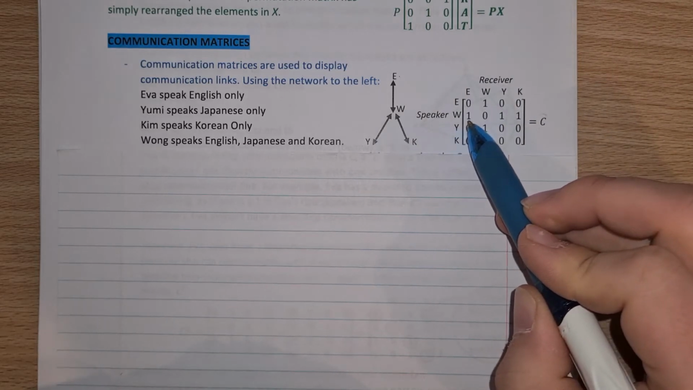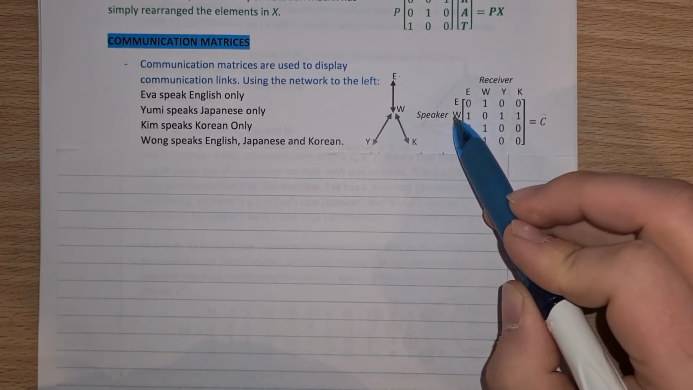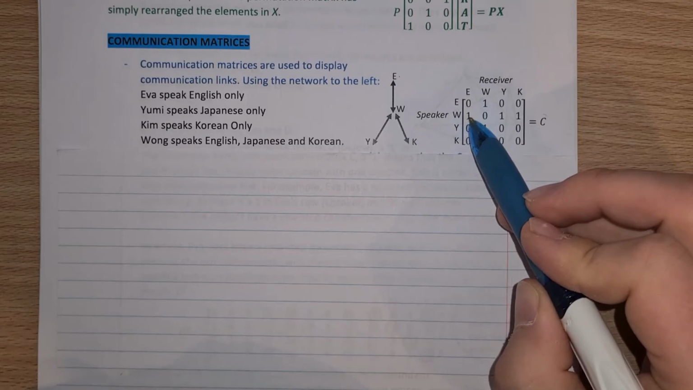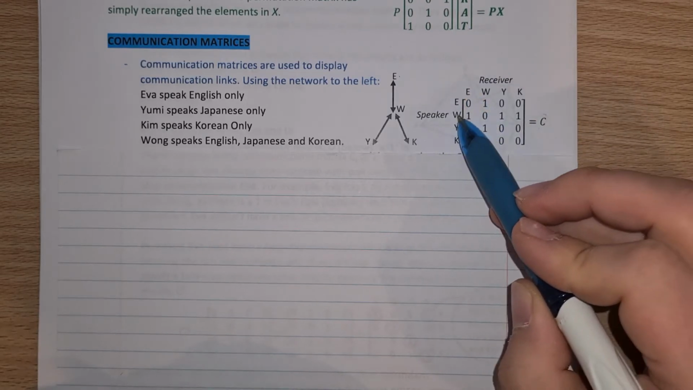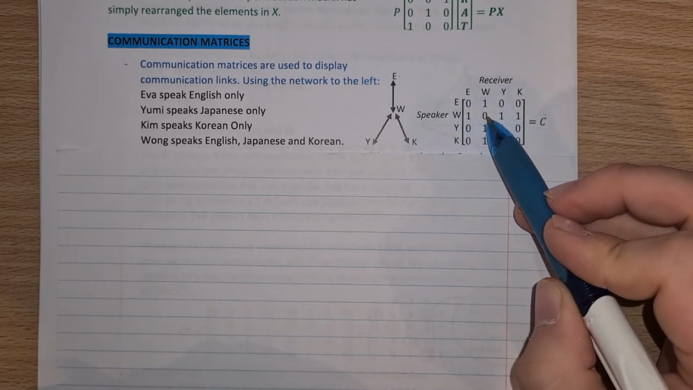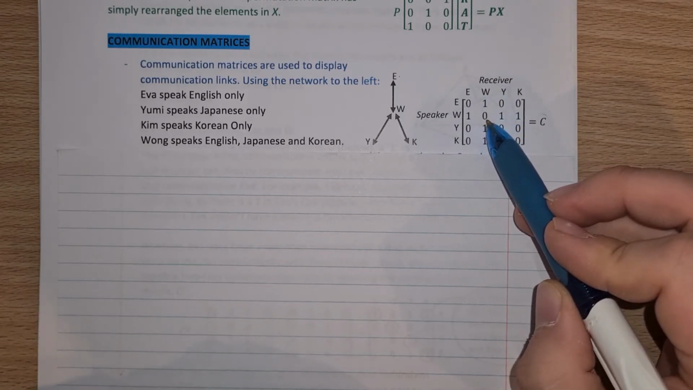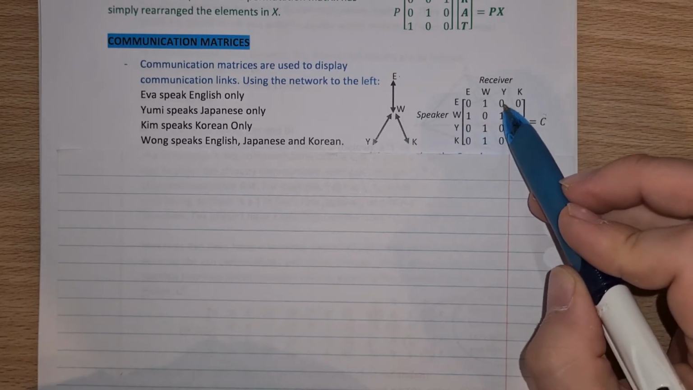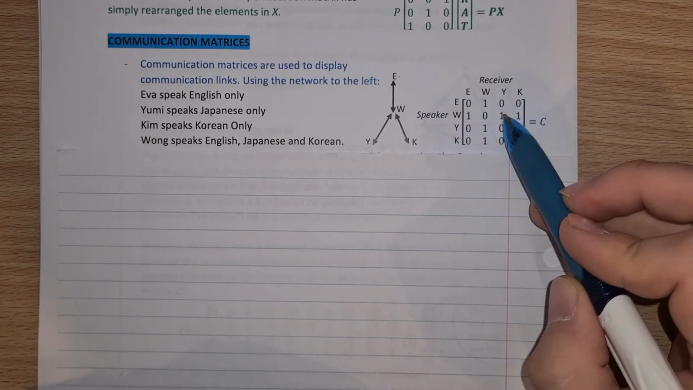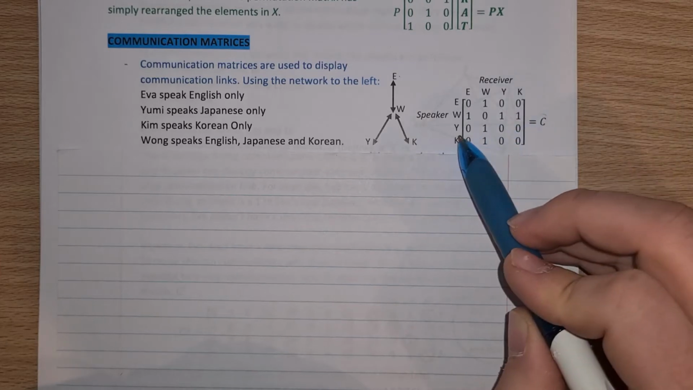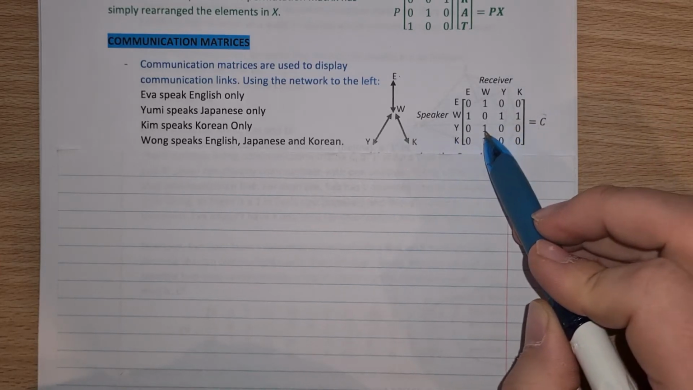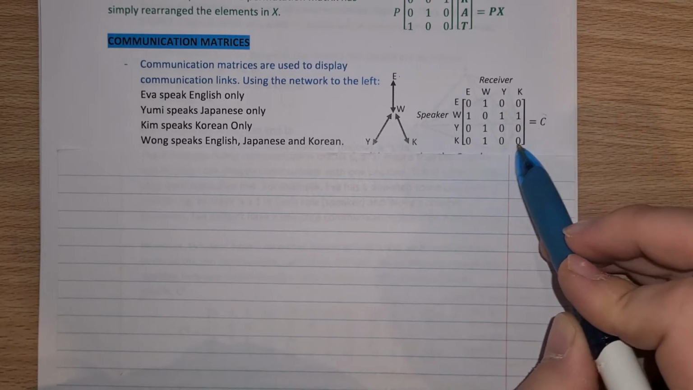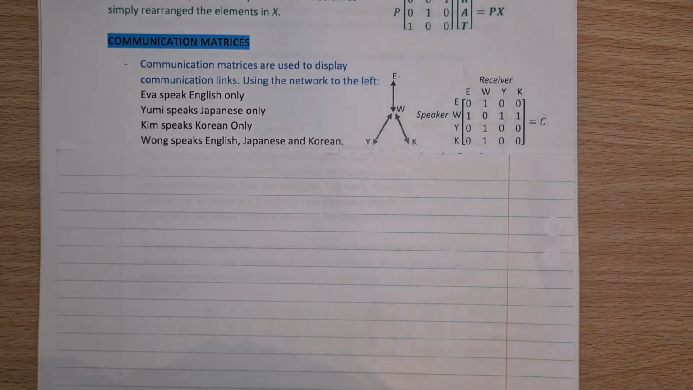When Wong is speaking, though, he can communicate with Eva. So the intersection of Wong with Eva, we've got a 1. Again, Wong speaking to Wong, we already know that, so not important information. We're going to leave a 0. Wong can speak to Yumi, and Wong can speak to Kim, so we've got 1s there. And so on. So Yumi can't speak to anyone except for Wong, and Kim can't speak to anyone except for Wong.